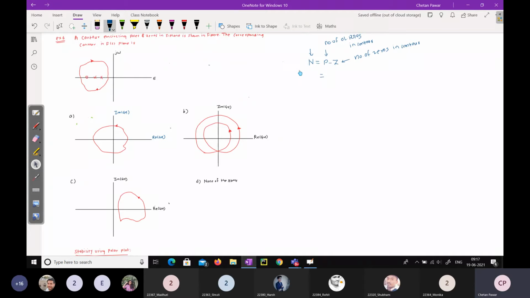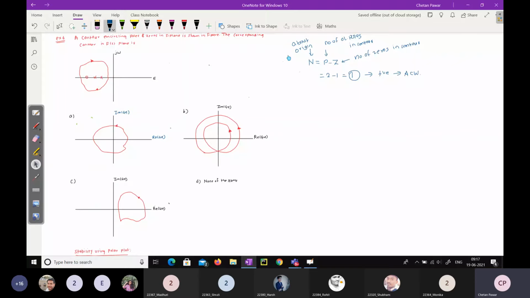So P is equal to, there are two poles in the contour. Here you can see, there are two poles and 1 zero. So P will be 2, Z will be 1. So 2 minus 1, so 1. Now N is positive here. If N is positive, the number of encirclements will be 1. But we need to find out the direction also. So N is positive. Means direction will be what? Clockwise or anti-clockwise? If N is positive, direction will be anti-clockwise. So this will be the encirclement about the origin.